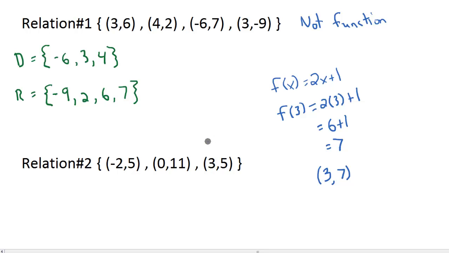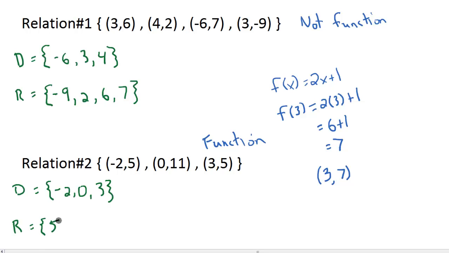So I'll write that in blue. This is a function. And then we want to come up with the domain, which is just our x values. The smallest is negative 2, then we've got 0, and then we've got 3. Our range will be all the y values, so we've got a 5, and then 11. 5 repeats itself, and that's okay. The x values have to have a unique y value, so if we plug in a negative 2, we get a 5. If we plug in a 3, we also get a 5, and that's completely okay. So let's move on and do a couple more.